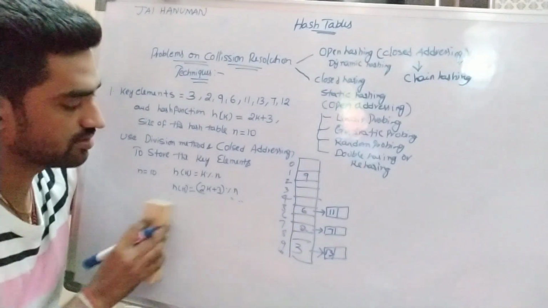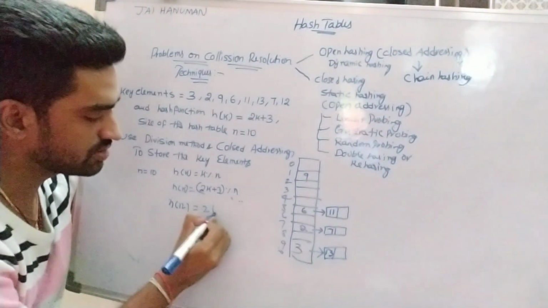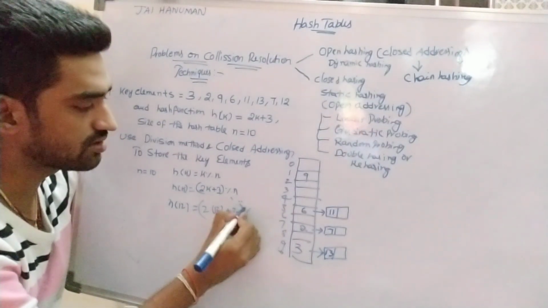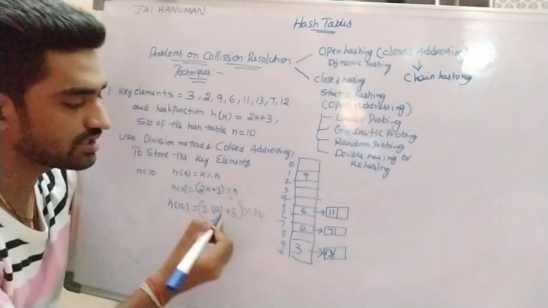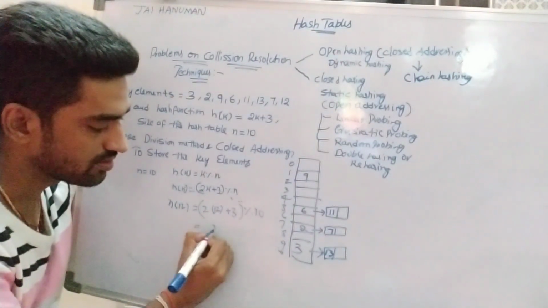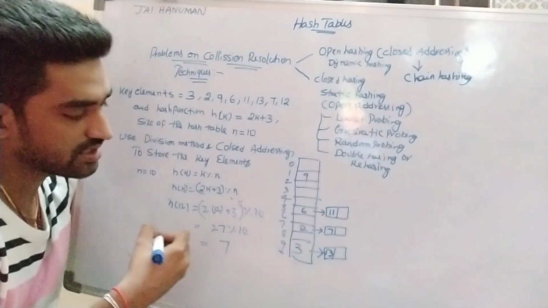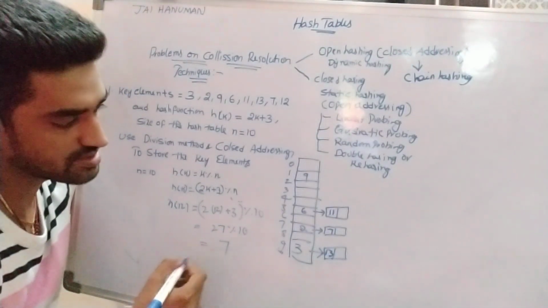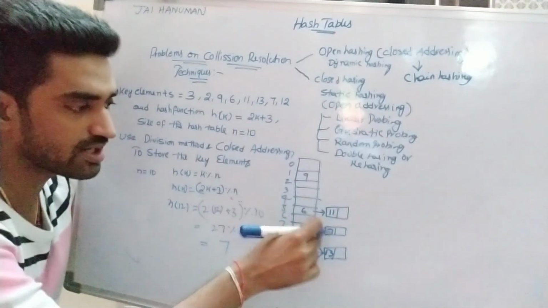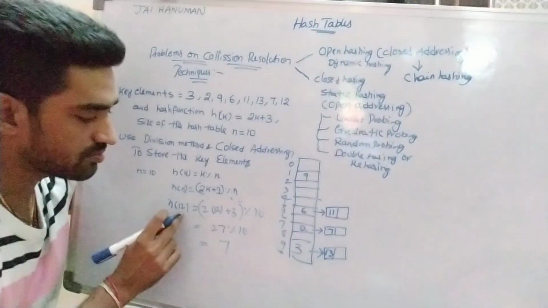So what is the next inserted key value? 12. H of 12, 2 into 12 plus 3 modulo division of 10. 24 plus 3, 27 modulo division of 10. Remainder is 7. So at 7th position, collision is occurred. So that's why we are creating one more node. In that node, I am inserting key element 12.